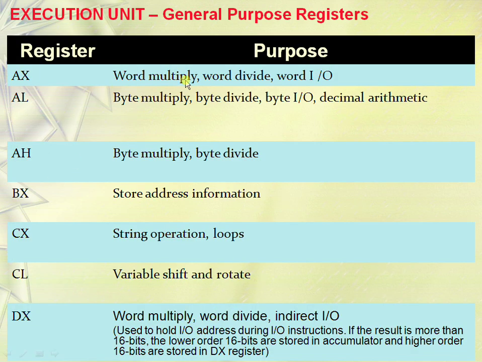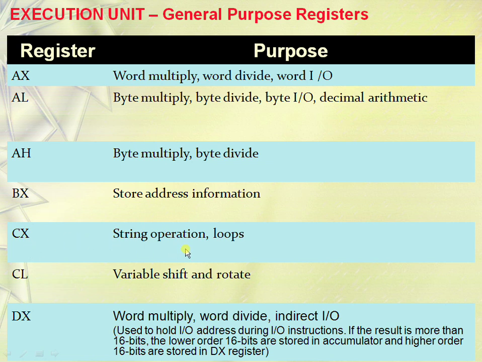Now AX is used for word multiply, word divide or word input output. When we are carrying out multiplication of two words, dividing two words, or word input output operations, we have to use the AX register. For byte multiplication, byte division, byte input output as well as decimal arithmetic, we have to use the AL register. In the same way, BX is used for storing the address information. As I told you, it is used for holding the offset information or offset address.